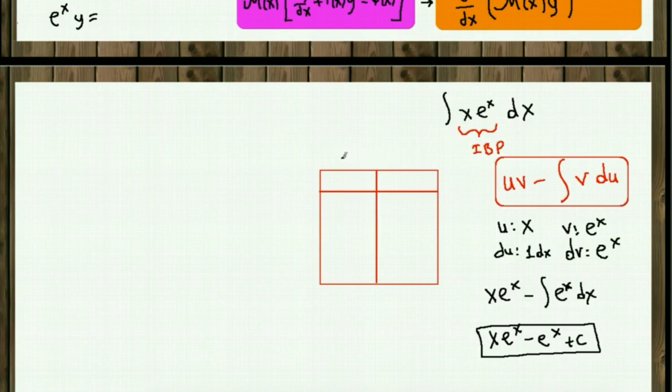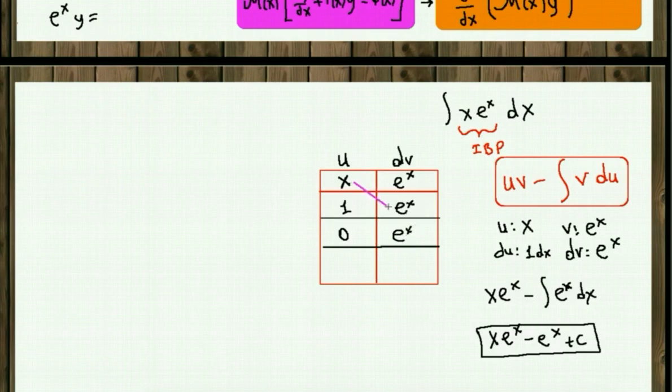In the tabular method we have to define again u and dv. u is the function that we differentiate, dv is the function that we integrate. So what's the derivative of x? Derivative of x is 1. And what's the derivative of 1? 0. So you differentiate until you get 0. Now we're going to integrate. e to the x is e to the x, and the integration of e to the x is again e to the x.